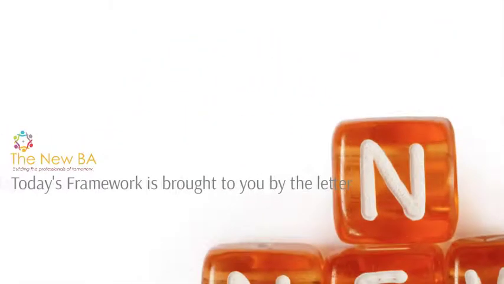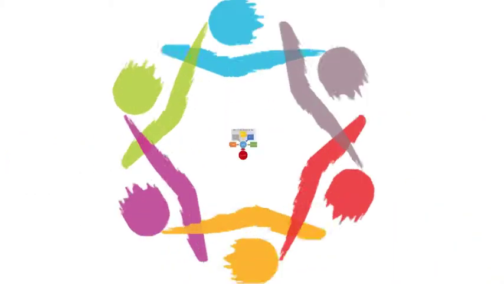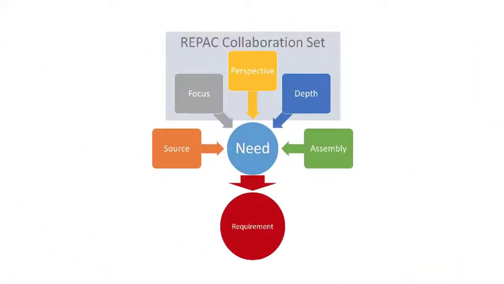Today's framework is brought to you by the letter N, and N is for need. The entire framework is based around the concept of a need, separated from that of a requirement. The elements of REPAC are as follows: source, focus, perspective, depth, and assembly. Focus, perspective, and depth create something known as a REPAC collaboration set, which we will take a look at later on. First of all, let's try to understand what REPAC is and why I created it.